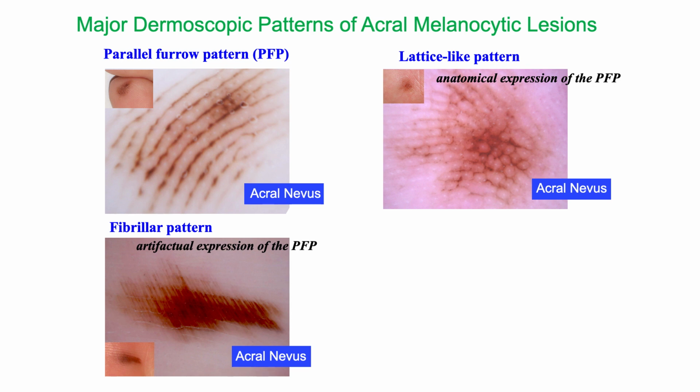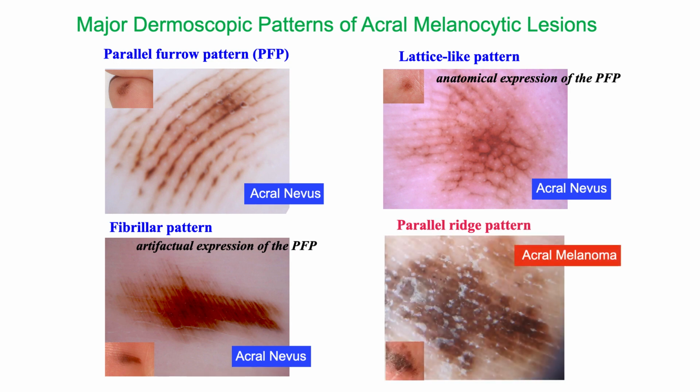Major dermoscopic patterns of acral nevus are the parallel furrow, lattice-like, and fibrillar patterns. Among these, the basic pattern is the parallel furrow pattern, which shows parallel linear pigmentation along the surface grooves of the skin markings. The other two patterns are modifications of the parallel furrow pattern.